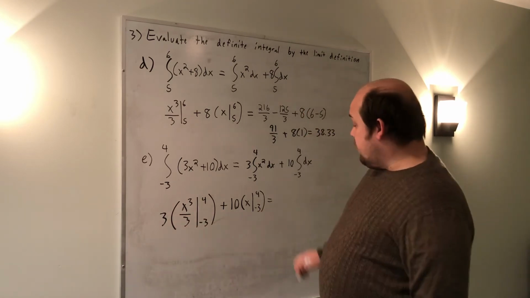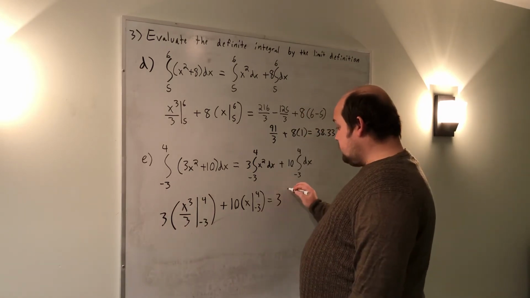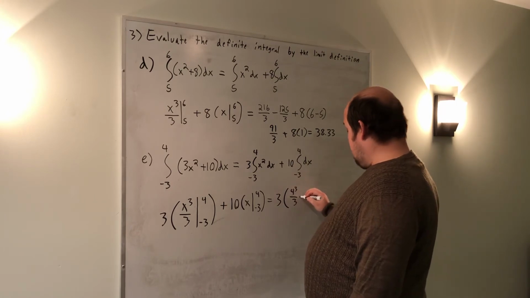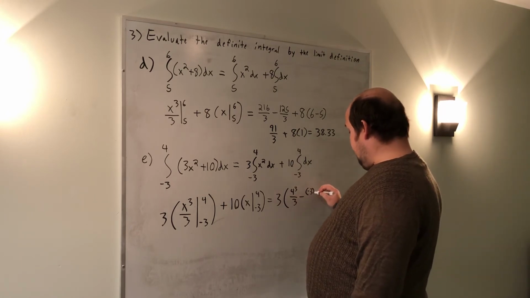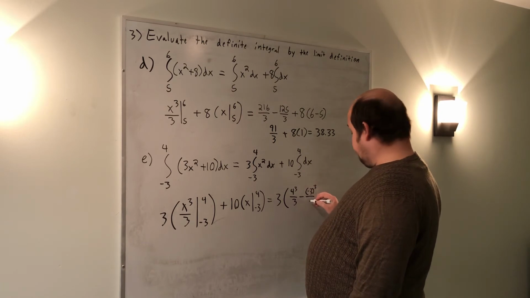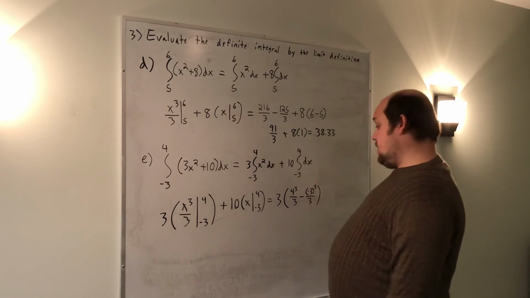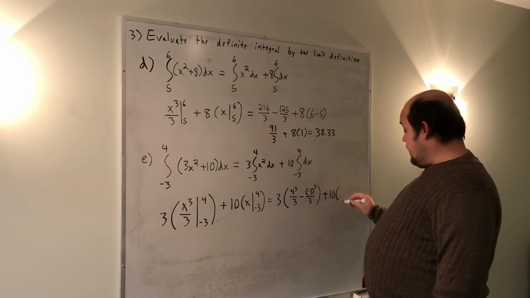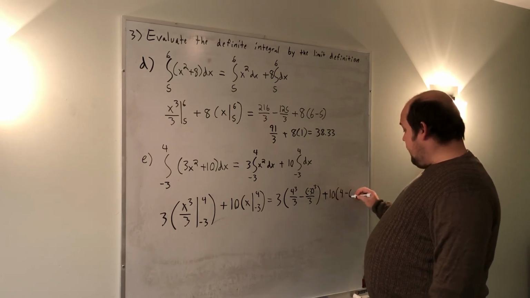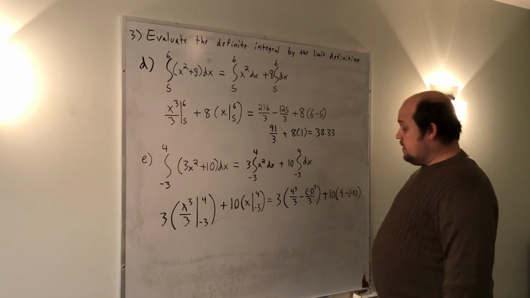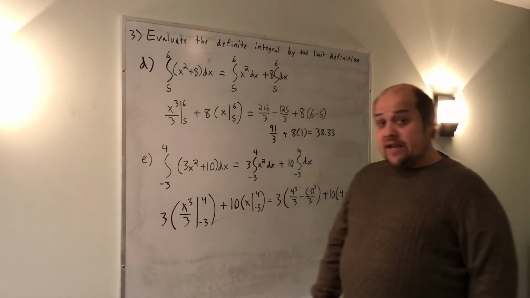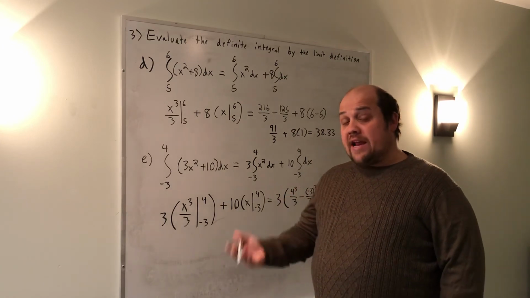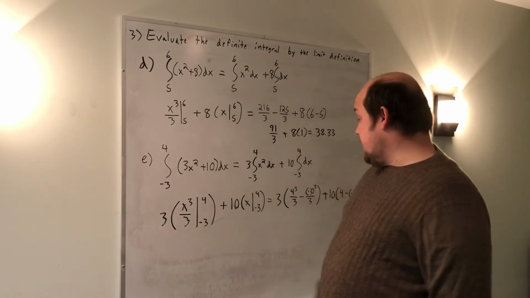When I go to evaluate the first thing, I get 3 times 4 to the third over 3 minus negative 3 to the third over 3. I'm adding to that 10 times 4 minus a negative 3. These negatives can get a little tricky. Remember that when you square something, a negative becomes positive, but when I cube it, a negative stays a negative.